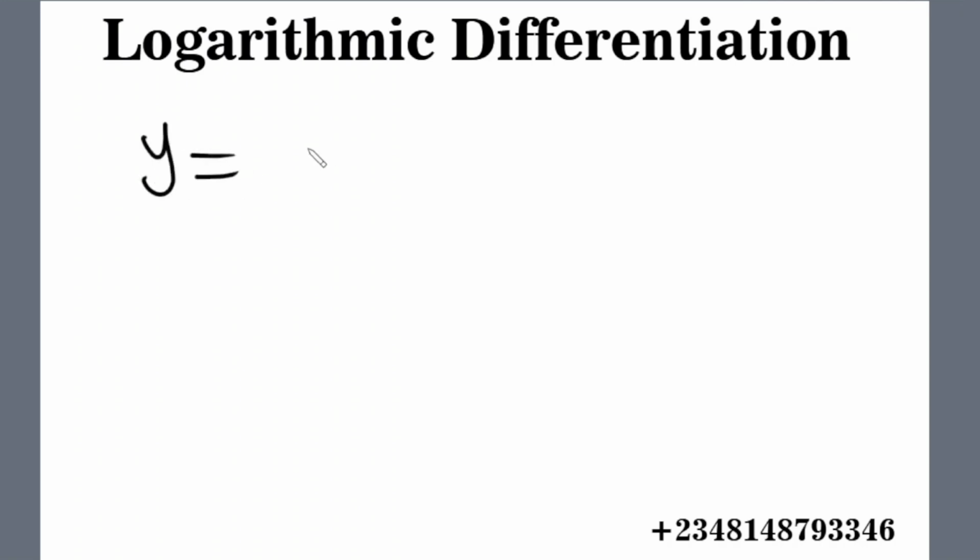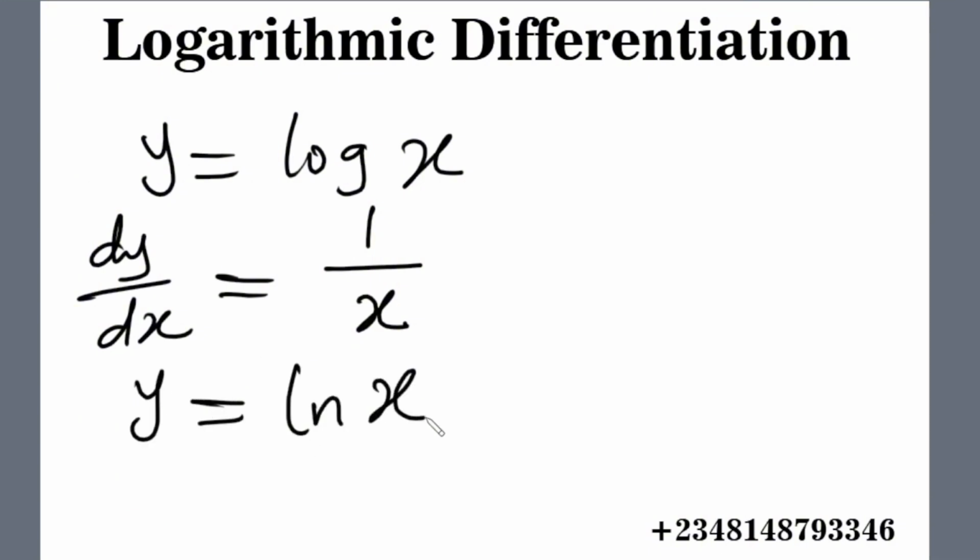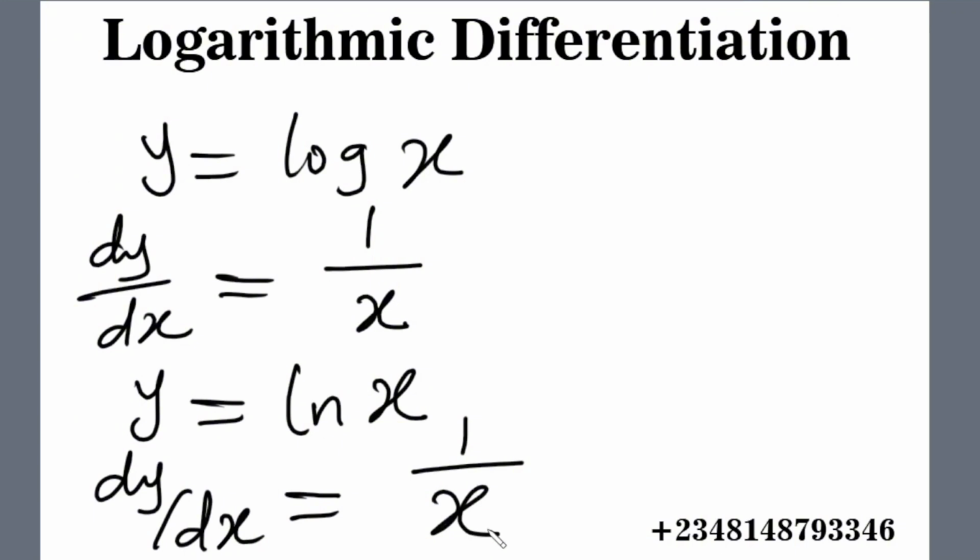Now take note of this. If y equals log x and you are asked to find dy all over dx, if you differentiate log x with respect to x, it will give you 1 all over x. Same thing applies to ln x. If you differentiate ln x, it would give you 1 all over x.